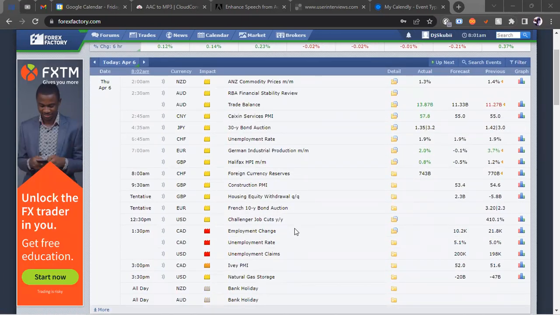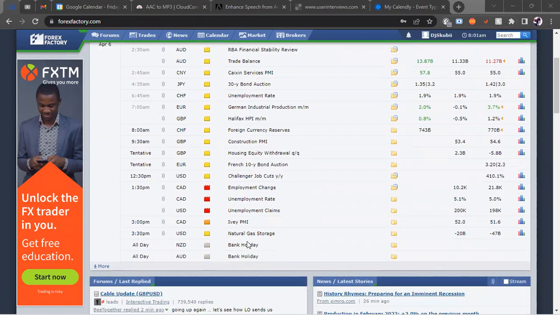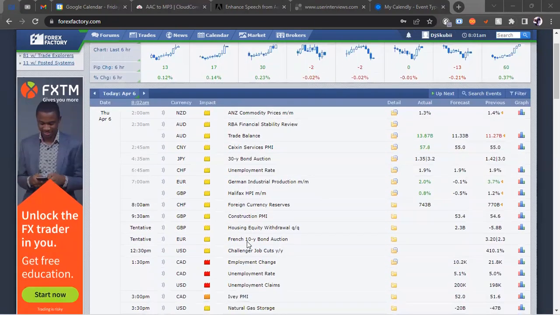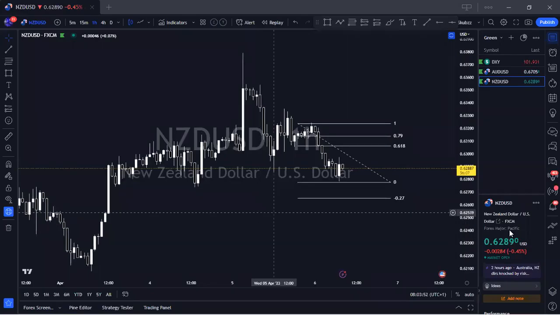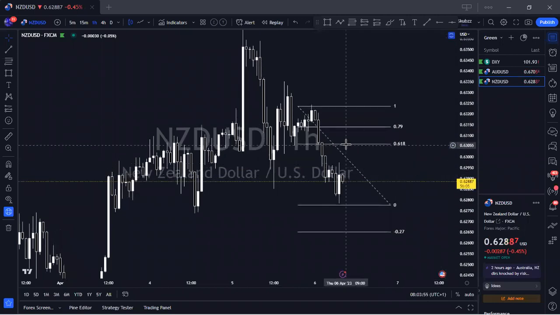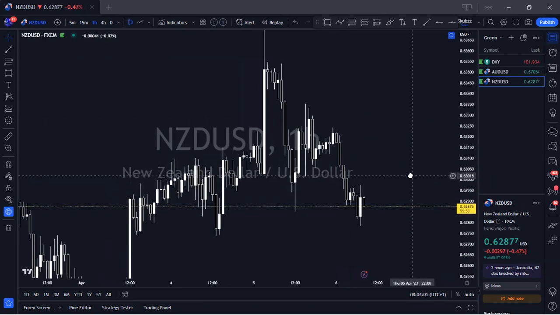Fundamental wise, we have high impact news on CAD and USD unemployment rates by 1:30. Wait, what's today's date? 6th. Okay, by 1:30. Apart from that, we don't have anything else. Yesterday the market was crazy. I took two buys on NZDUSD yesterday and I got taken out. Sharp down, it was pressure. Anyways, let's jump on our charts now and see what we can get.